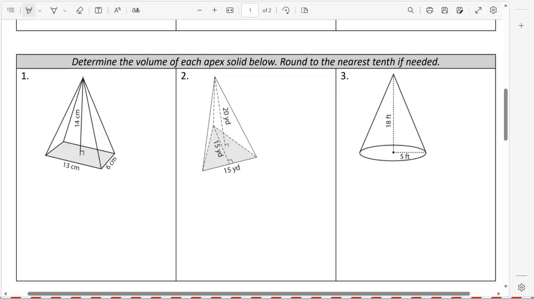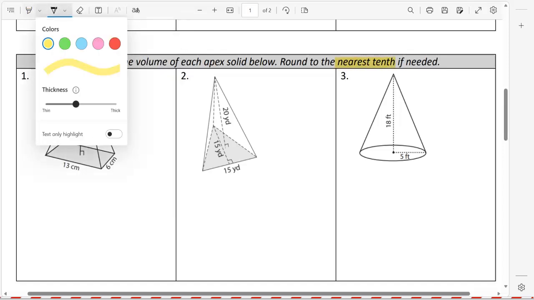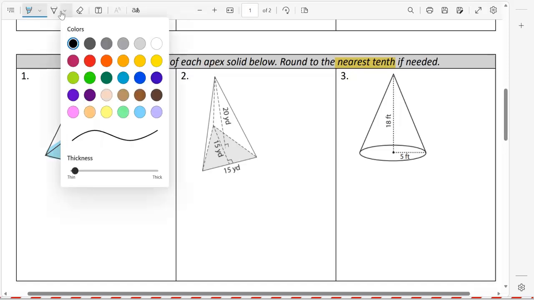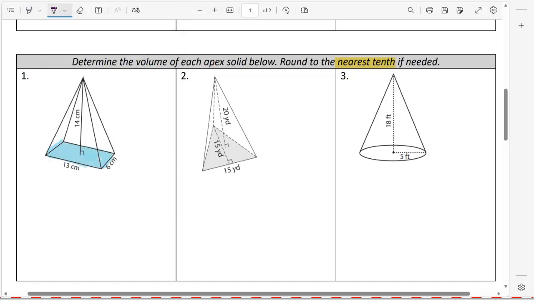There's 9 in total, 3 on the first page, and we are rounding to the nearest tenth, which is 1 decimal place. To help us determine which formula to use for the apex solid, look at the base. So for number 1, I'm going to highlight the base. You can also highlight, outline, or color. Since our base is a rectangle, that means that this is a rectangular pyramid. So let's write down that formula.